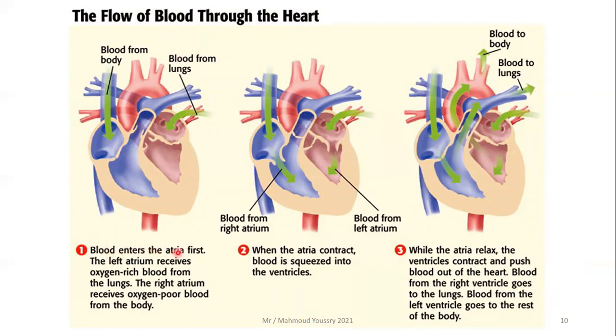Number one, blood enters the atria, the upper chambers. First, the left atrium, which is on your right, receives oxygen-rich blood from the lungs. And the right atrium, which is at your left, receives oxygen-poor blood from the body. So the atria are for receiving blood to the heart. The left atrium receives oxygen-rich blood from the lungs, while the right atrium receives oxygen-poor blood from the body.